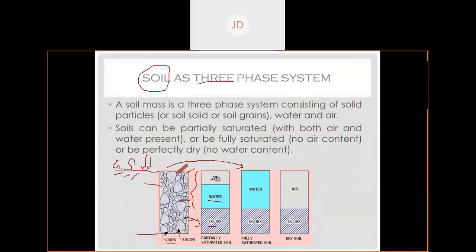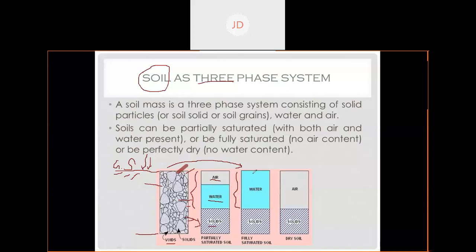If the voids are partially filled with water as well as with air, then this kind of soil mass is known as partially saturated soil. Okay, partially saturated. Now what is the difference between these two? Here you can see the whole void. The void's volume will be the same. The volume of the void, the total space, will be the same. It can be replaced by water, it can be replaced by air.